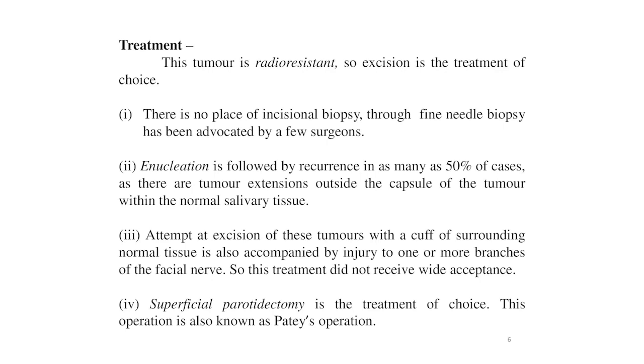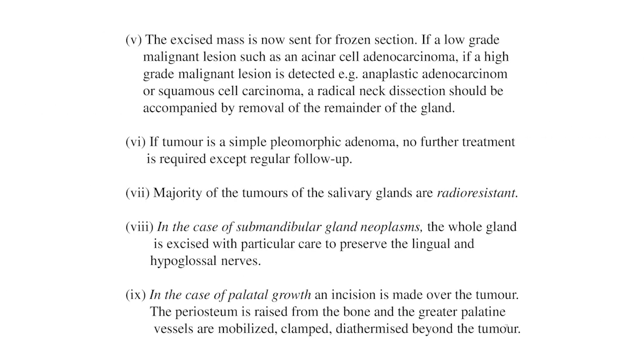In this operation, after isolation of the facial nerve and its branches, the facial portion of the parotid gland is dissected from the underlying tissues and removed with the tumor inside it. This operation brings down the recurrence rate to a minimum, as also assures against injury to any branch of the facial nerve. The excised mass is now sent for frozen section. If a low-grade malignant lesion such as an acinar cell adenocarcinoma, an adenoid cystic carcinoma, or a low-grade mucoepidermoid carcinoma is detected, the remainder of the gland should be removed, probably with the sacrifice of the facial nerve.